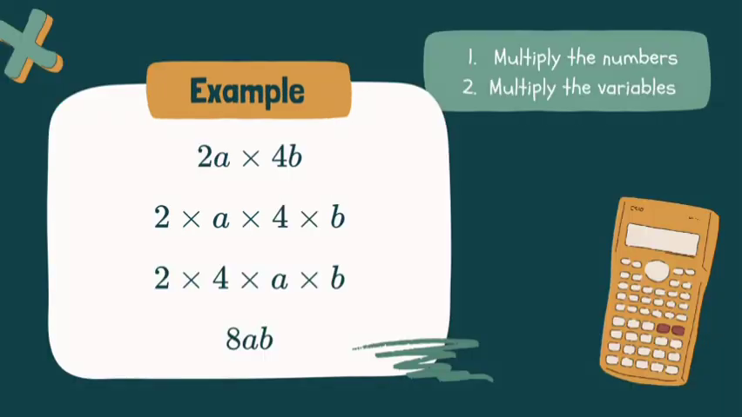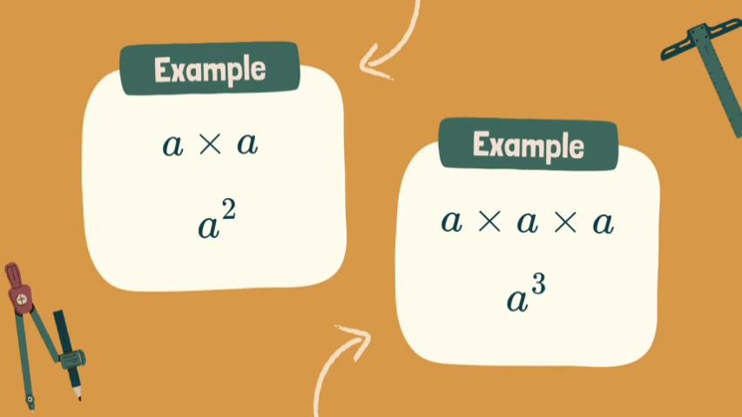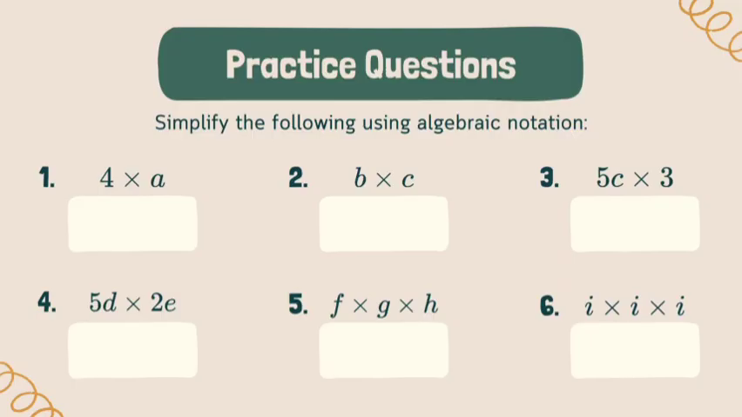Multiply the numbers, multiply the variables. When we expand 2a multiplied by 4b, this will be like this, as you can see on your screen. Another example is a multiplied by a will be a², and a multiplied by a and again multiplied by a will be a³. Now practice these questions.